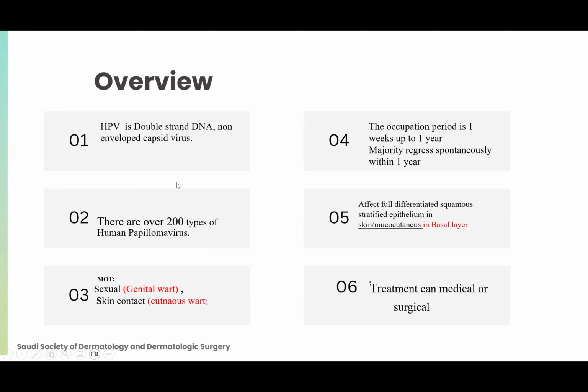In terms of mechanism of transmission, it could be sexual, causing genital wart. It could be related to skin contact, causing cutaneous wart. It's also worth mentioning that the incubation period is from 1 week and can be up to 1 year, and most of the cases will regress without any treatment in about 2 years or less. Wart or HPV can affect fully differentiated stratified squamous epithelium in the basal layer. And finally, treatment of wart can be medical or surgical depending on the clinical situation.